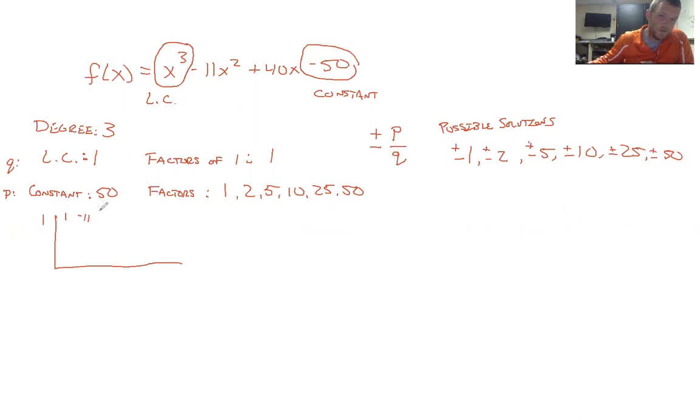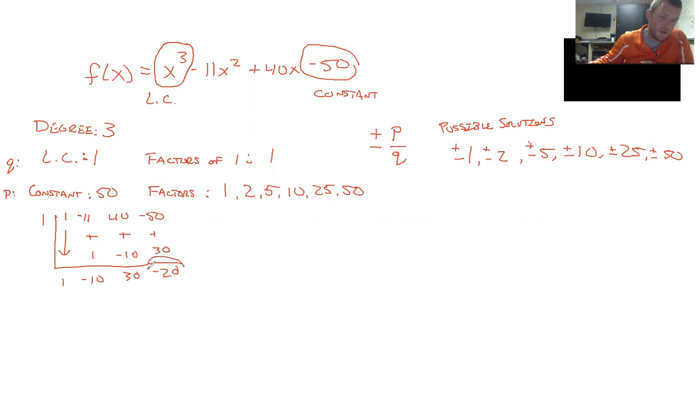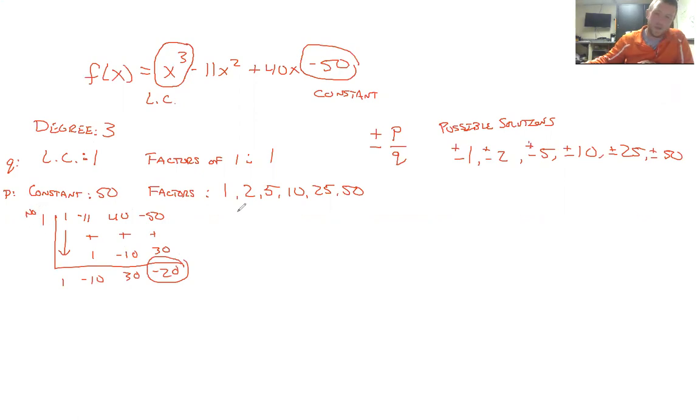1, negative 11, 40, negative 50. Bring down the 1. 1 times 1, make sure to put your plus signs. It's 1, negative 10, 30, negative 20. So is 1 a solution? Again, you look at this number. If it's 0, it's yes. If it's anything else, it's no. So 1 is not a solution. Now I can keep going on these, and you will, but I'm going to guess 5 next.